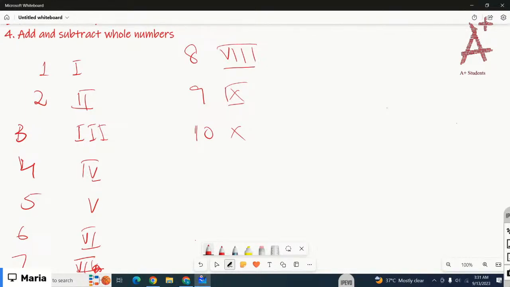For the other numbers, I think L is 50, C is 100, D is 500, like this. I'm not sure about these, right? So you can make different numbers by using these numerals.